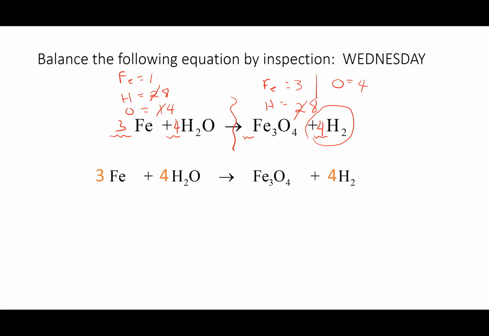So that D is the hardest. Did I get those three done? Yeah, so D, you have to kind of go back and forth, and you end up with 2, 14, 12, and 14. Final answer: 2 in front of the C2H14, 19 in front of the O2, 12 in front of the CO2, and 14 in front of the H2O.